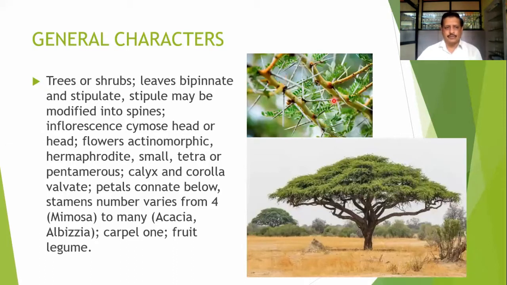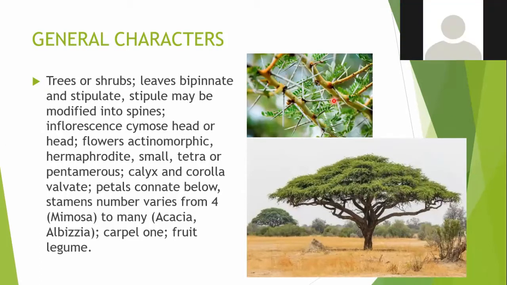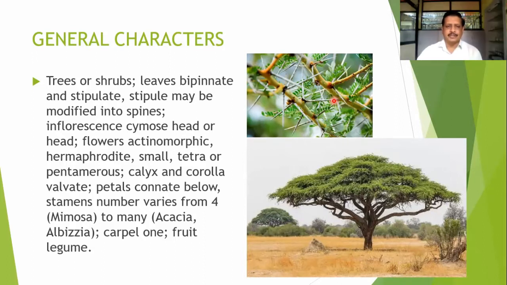Flowers are mostly actinomorphic. They are hermaphrodite in nature, where we can find the androecium and gynoecium, both present in the same flower. Calyx and corolla are mostly valvate. Petals are free, sometimes connate at the base, and stamen number varies from minimum 4 to indefinite. In Acacia and Albizia, you can observe that many stamens were there.